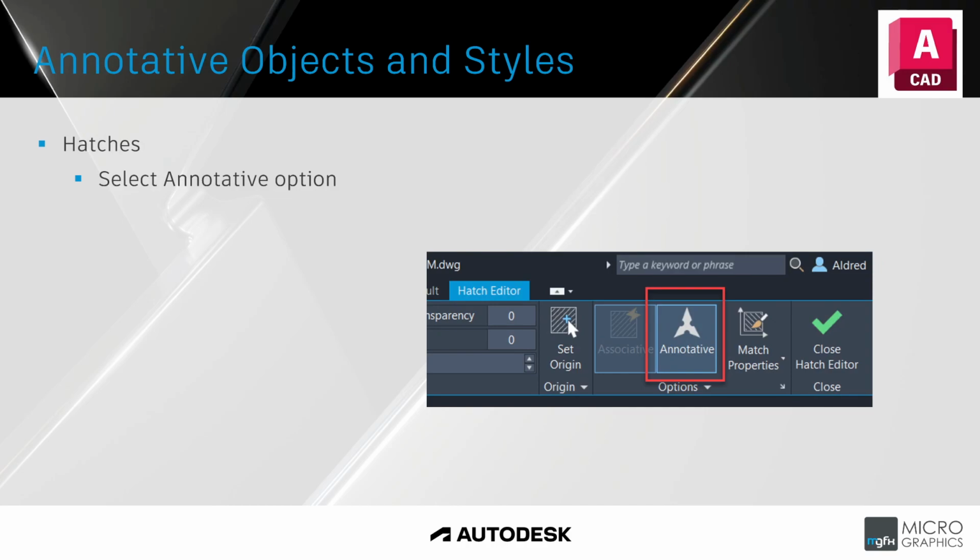Then in hatches, once you've created a hatch, the hatch editor panel, or the tab, pops up, and on that panel, on the right hand side near the close hatch editor, you'll see there's an option to put annotative on. This annotative is off by default.